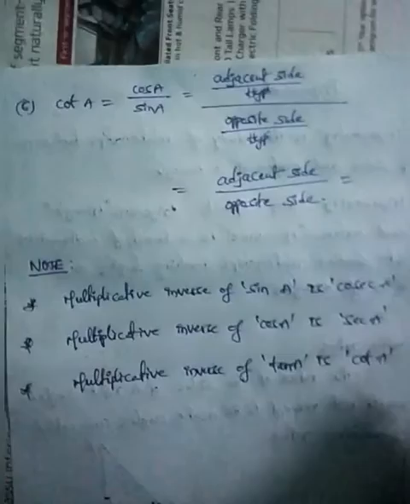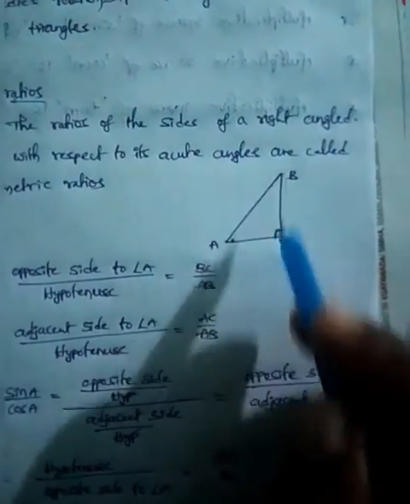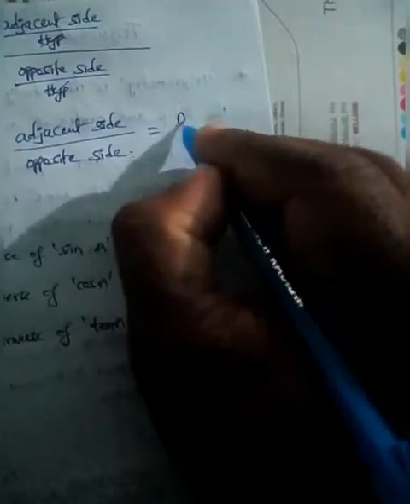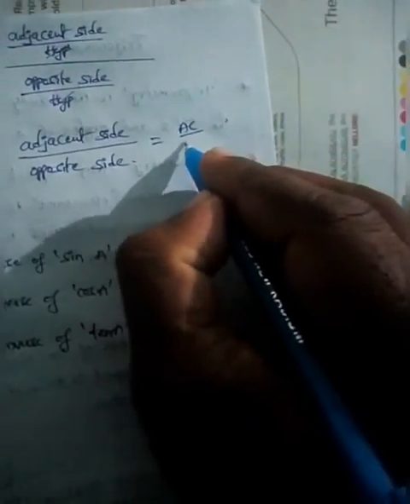So write the sides also. What is the adjacent side to angle A? It is AC, and the opposite side to angle A is BC. That's why cot A is AC by BC. Okay, write these notes also.